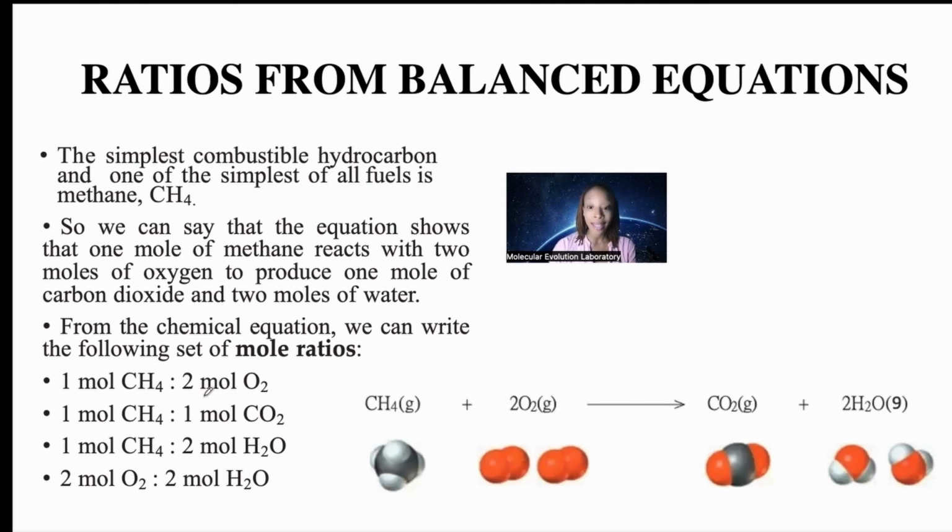So if you analyze this in ratio, we have 1 methane to 2 oxygen molecules, 1 methane molecule to 1 carbon dioxide molecule, 1 methane to 2 water molecules, and 2 oxygen to 2 water, and it's also represented here. So 1 methane molecule plus 2 oxygen molecules gives you 1 carbon dioxide molecule in the form of gas and 2 water molecules in the form of gas.